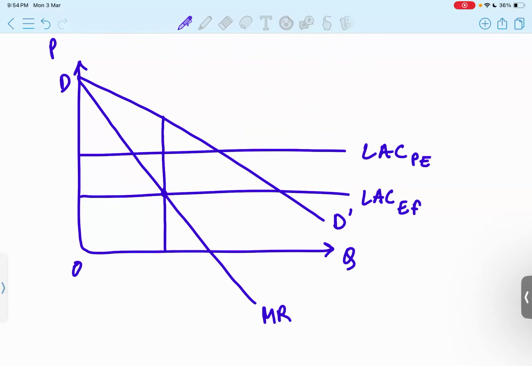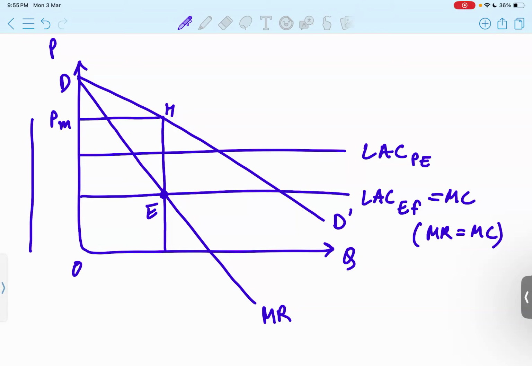So this becomes the equilibrium condition, point H. Now this is the monopoly price, because you can see at this point MR and the LAC are equal. LAC is also representing the marginal cost, and the equilibrium condition is marginal revenue equals marginal cost. So this point of intersection, point E, is the equilibrium point. Here you can see the corresponding price OPM is the monopoly price of the first entrant in the market. So this is point H.